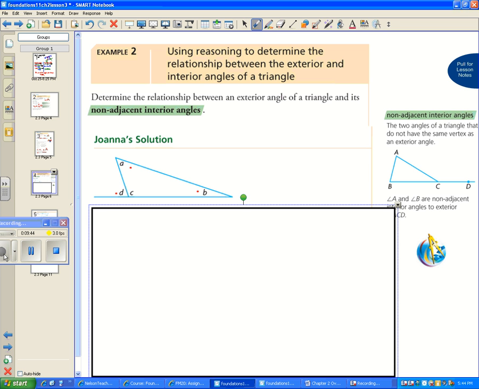Okay, so a couple things that we're going to notice. We're going to write down here. We know that angle D plus angle C are equal to 180. Why? Because they're supplementary. So in other words, I could say that angle D is equal to 180 degrees minus angle C. That was just by rearranging.